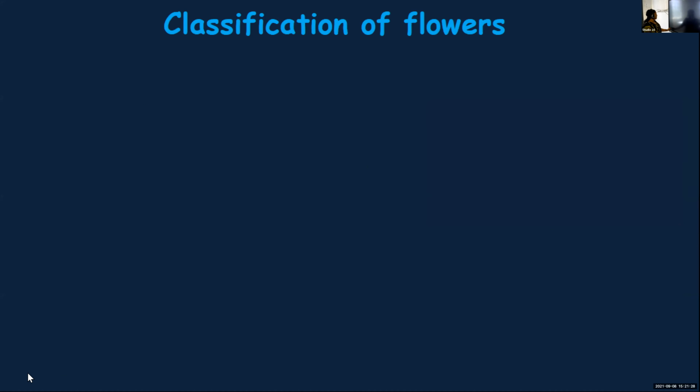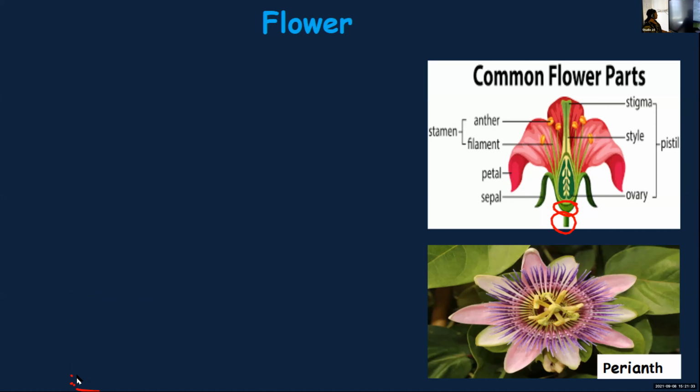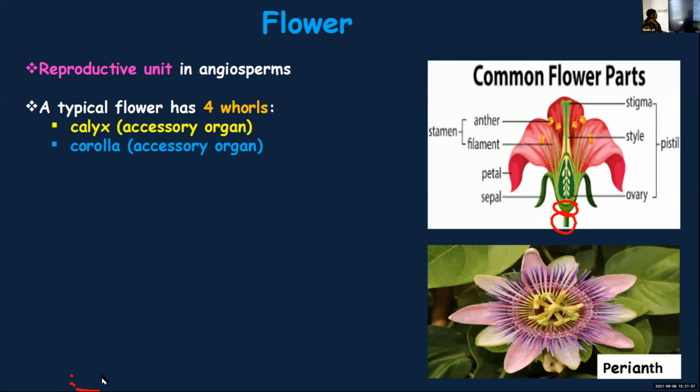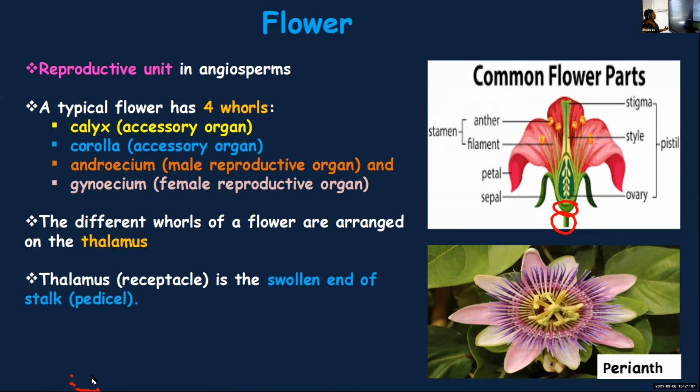Thalamus is the swollen end. This is found at the tip of the pedicel. Pedicel is the stalk of the flower. The stalk of the flower is known as pedicel. Pedicel has a swollen part at the tip, and that is known as thalamus. At the tip of the stalk you can see a broad base that is known as thalamus. I have circled it over there.